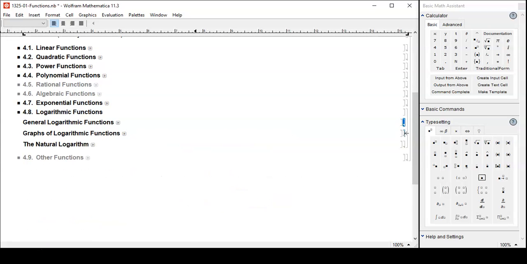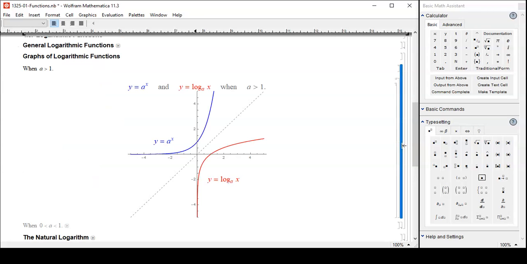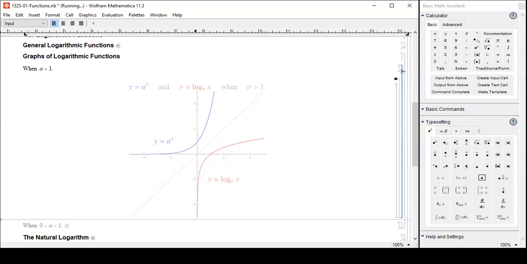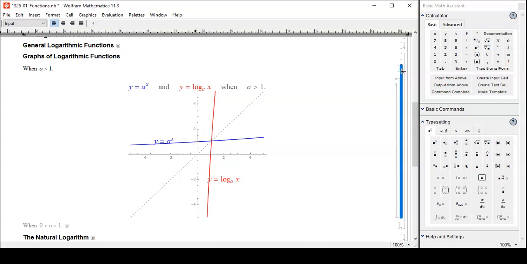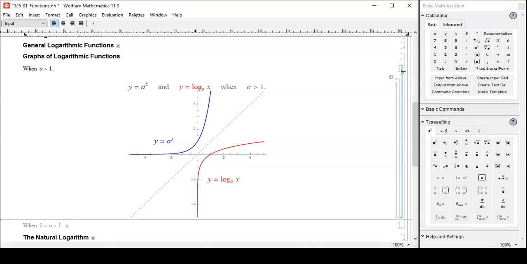Graphs of logarithmic functions look kind of like these. When a is greater than 1, typical case, we have exponential function like this and logarithmic function like that. This program is randomized, so you can run it again. You may get different graphs, but in any case, you have to have symmetry. Oh, this was really an exceptional case. And why symmetry? Well, it's an inverse function, so x is going to y is going to x. That's the nature of the inverse function.